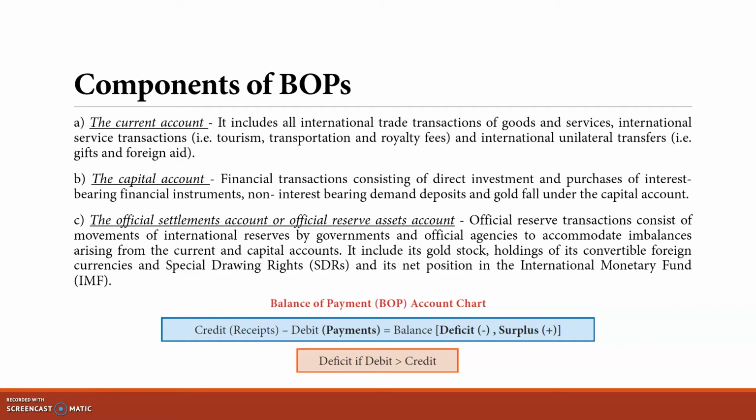We will see. Official reserve transactions consist of movements of international reserves by governments and official agencies to accommodate imbalances arising from the current and capital accounts. So if we are unable to balance the current account and the capital account, we have to either transfer the gold or particular foreign currency to other countries, or we have to adjust. So it includes gold stock holdings of its convertible foreign currencies.